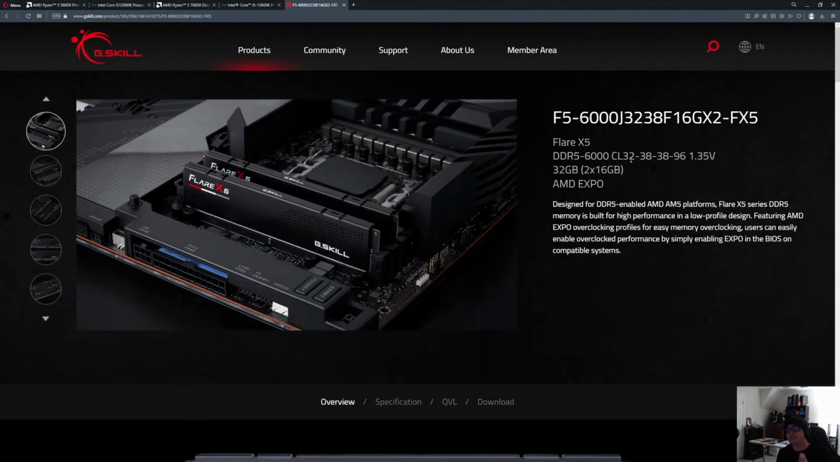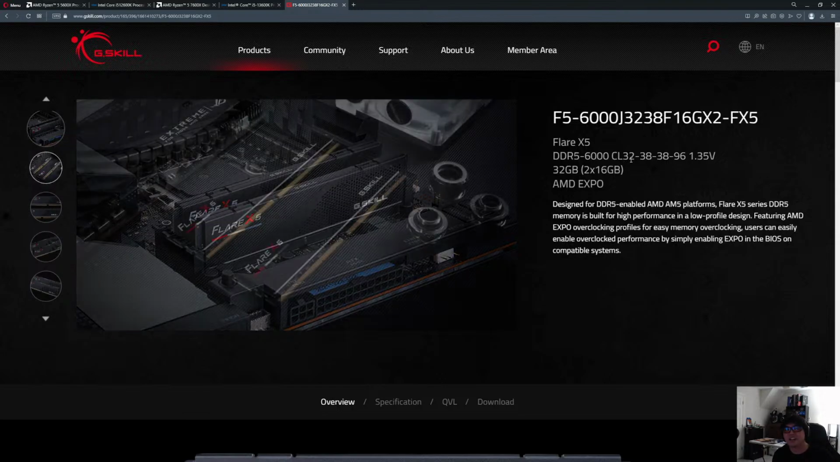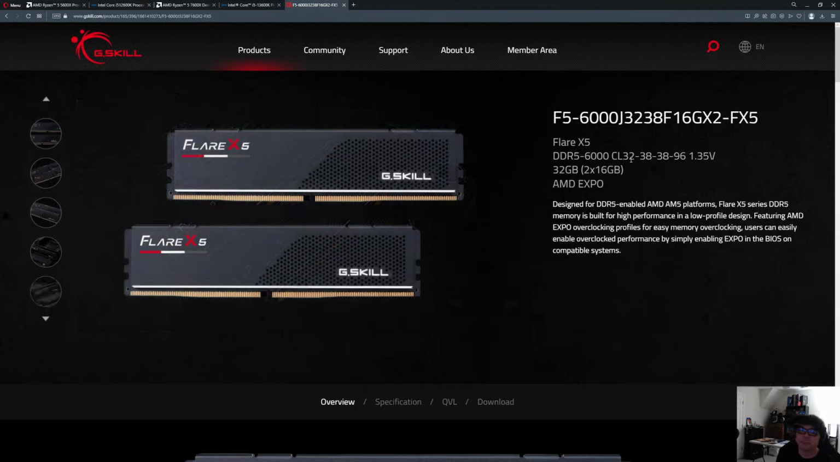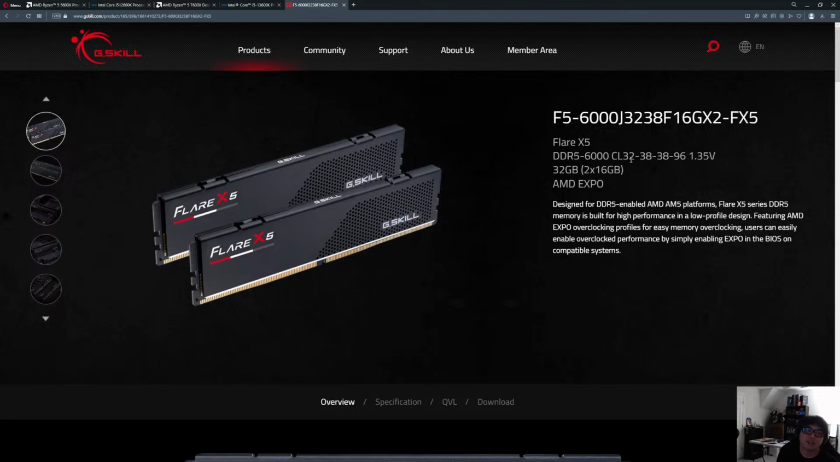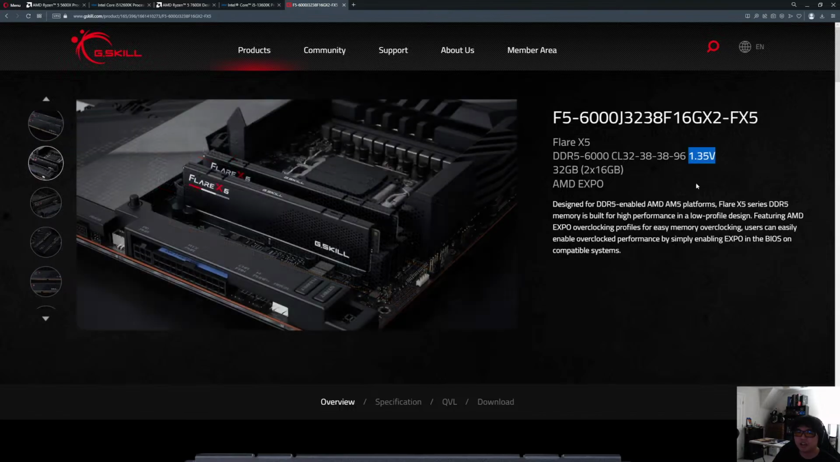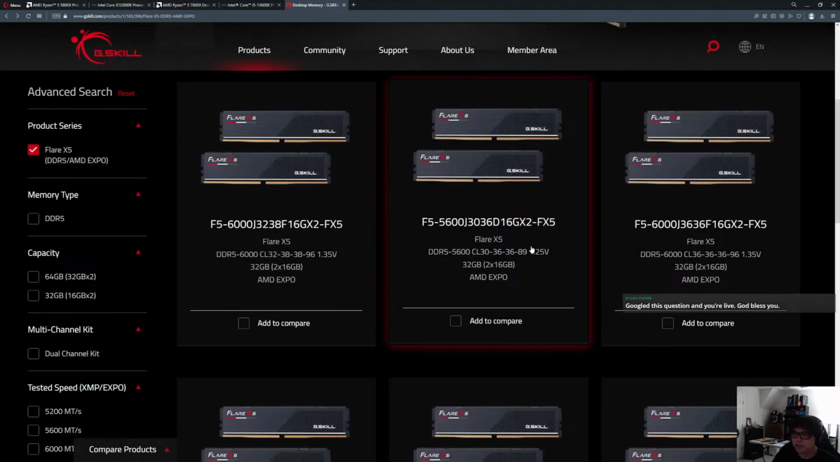Within the DDR5 overclocking community, there's A die Hynix and there's M die Hynix. A die Hynix is typically going to be the ones they're selling at cast latency 28. But this one is going to be cast latency 32. This could be A die, but at 1.35 volts and 6,000, this is probably M die Hynix. All right, so let's look at another example.